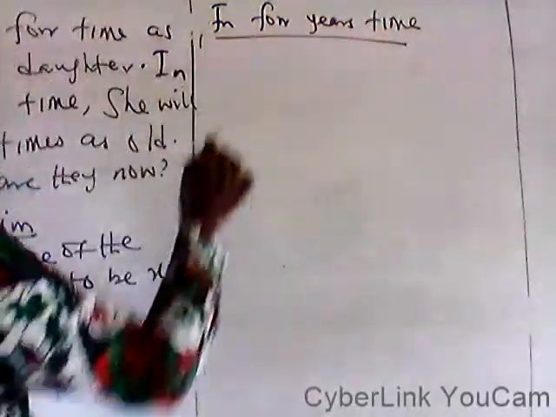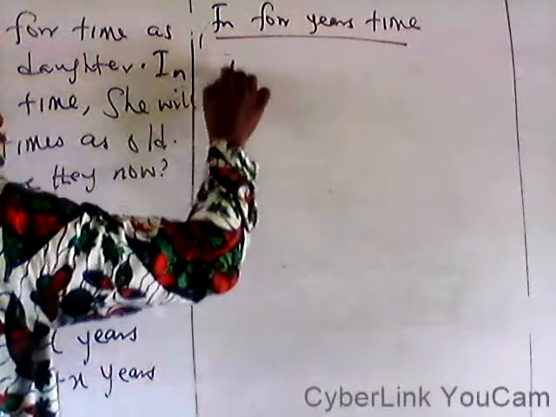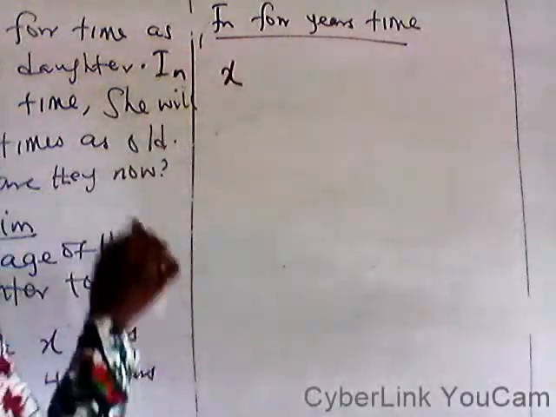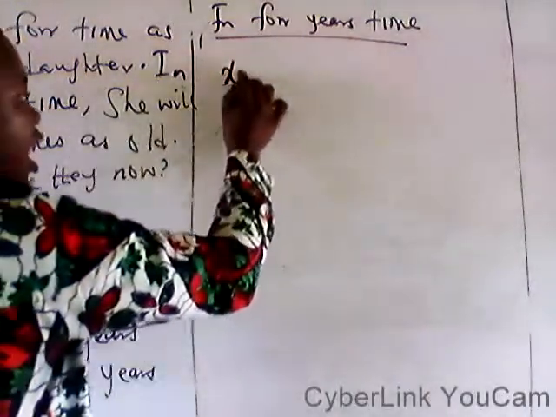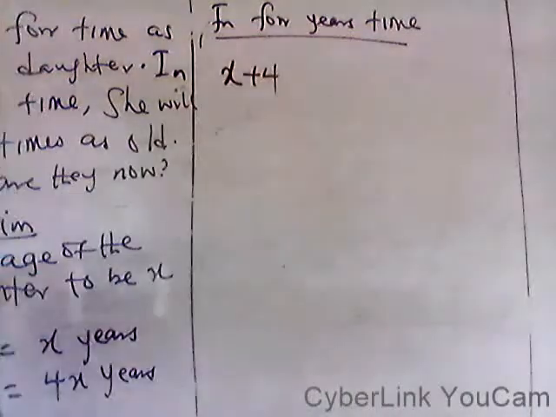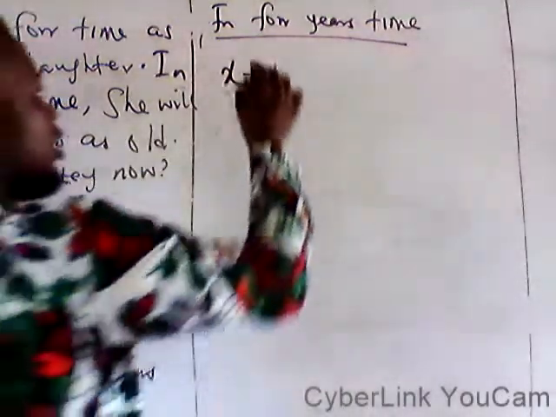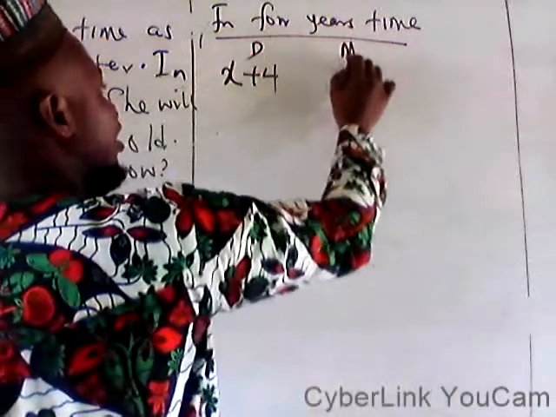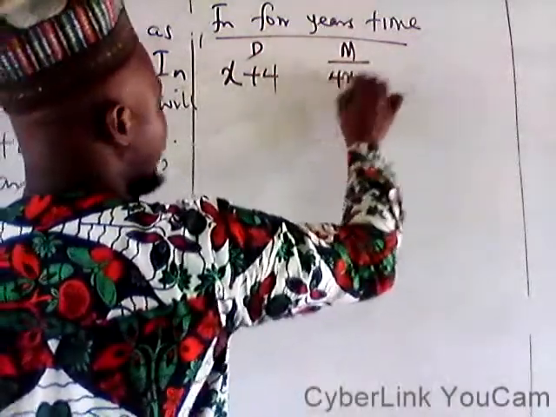In that 4 years time, you know, now the daughter is X, right? In 4 years time, she'll be X plus 4, right? Now the mother is 4x.